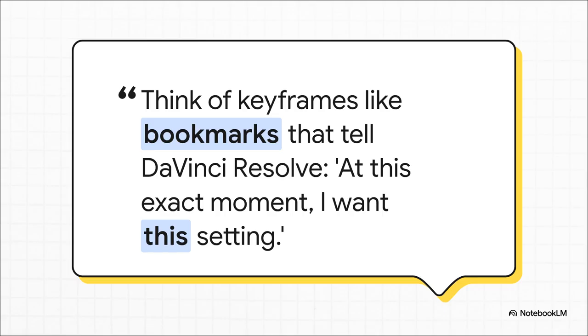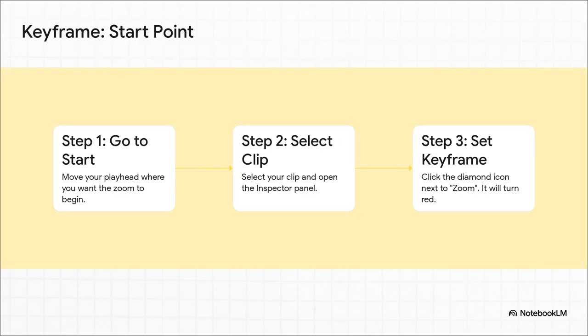Resolve then figures out all the steps in between to create a smooth motion. So how do we actually do this? It's a simple two-step dance. First, let's set our starting point. Park your playhead on the exact frame where you want the zoom to start. In the inspector, find the zoom property and click that tiny little diamond icon next to it. Bam, it turns red. You've just locked in your first keyframe, your first bookmark.